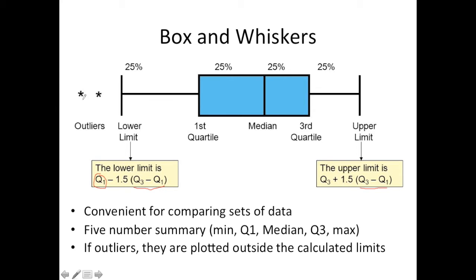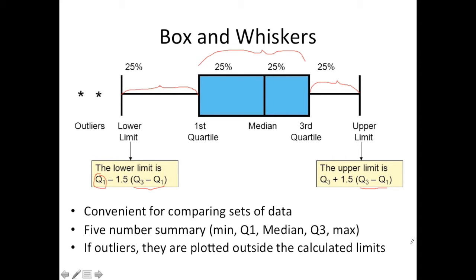In a box and whiskers, outliers are marked with the stars or the asterisks, right, like this. Remember, guys, that there's no longer a minimum value. If for some reason your minimum is an outlier, now your minimum value or your whisker is going to start at the lower limit. This part right here, from here to here, represents 25% of your data. The whole box, it's 25 and 25, so it's 50% of your data. And this last whisker, guys, also represents 25% of your data.